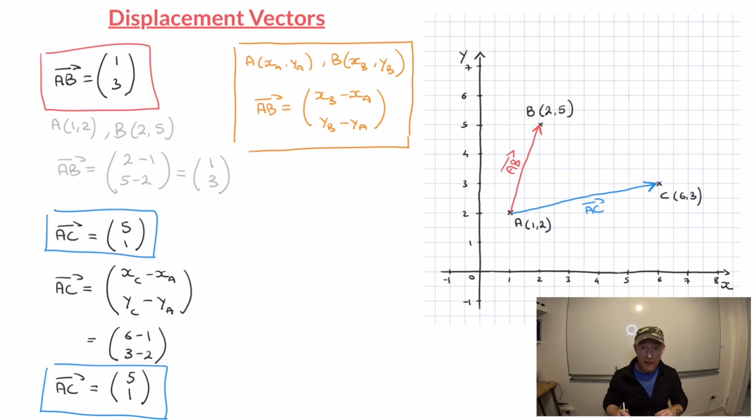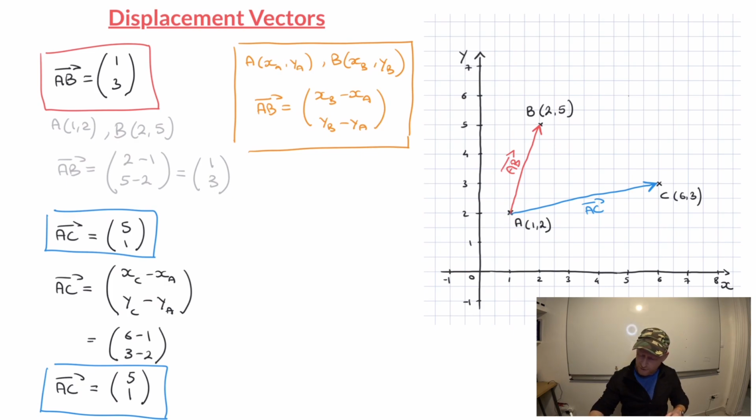Now let me finish this video by pointing out something quite important. Given any 2 points such as A and B, we can define 2 displacement vectors. One of them is the displacement vector whose components show us how to get from point A to point B, and the other is the displacement vector whose components show us how to get from the point B to the point A. So that would be the vector BA.